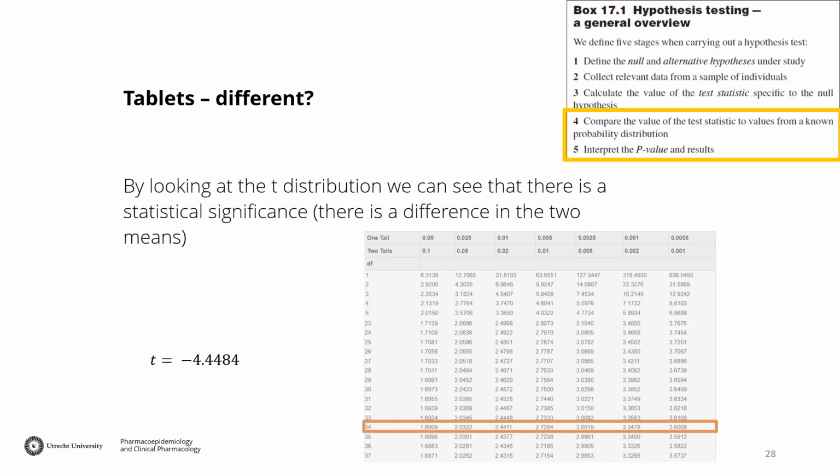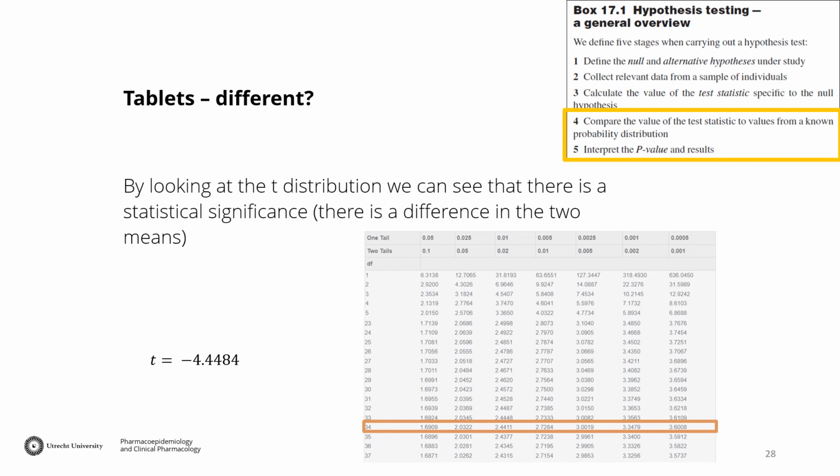Now we go to the next step, which is comparing the test statistics value that we just found to the known probability and interpreting that p-value. So here I have found a bigger table, so you can find these on the internet very easily by just searching for the t distributions. But it's also in the book. The book just has fewer p-values because it doesn't have enough space to show everything.